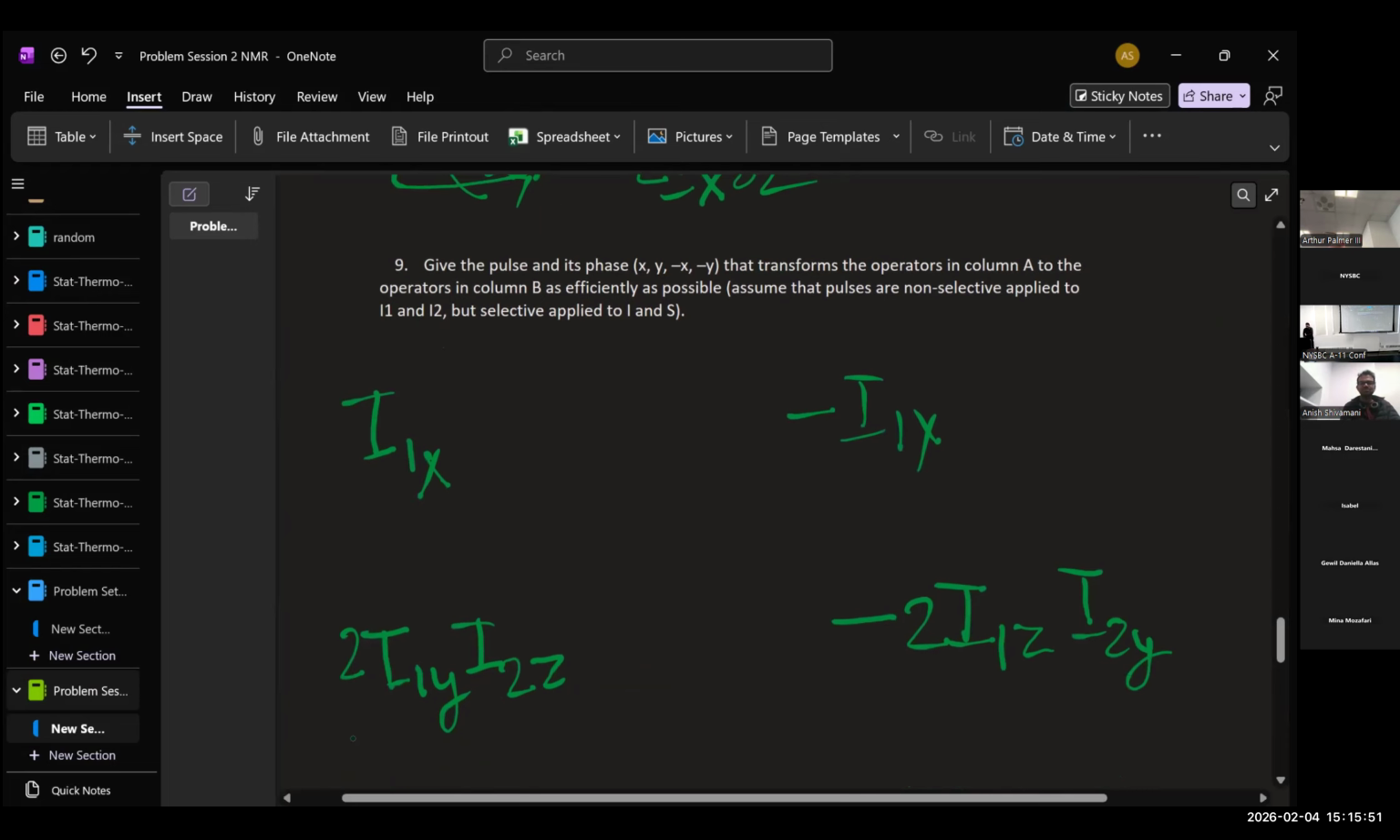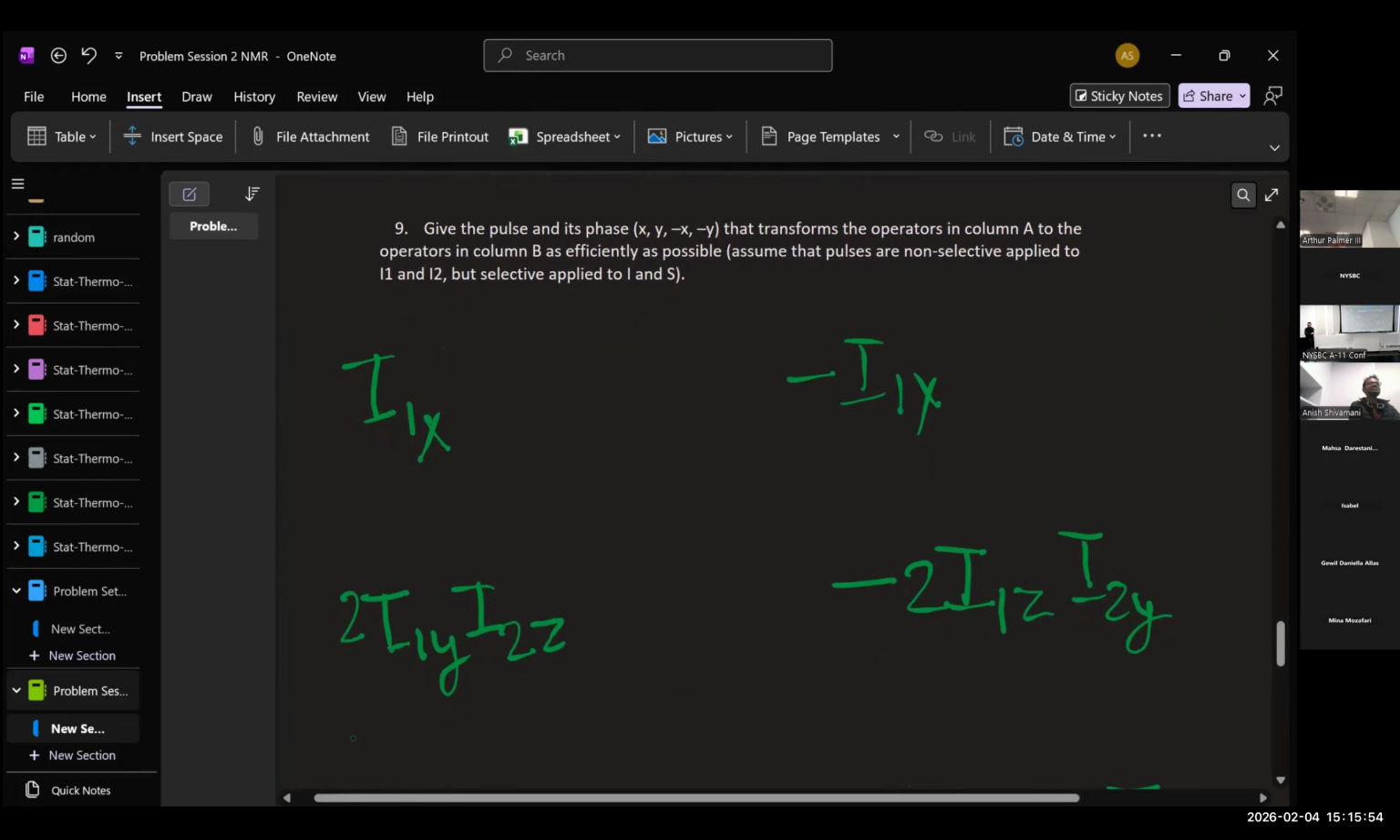This is a problem that Art has requested that we do in class. So we will do it. And I'm not sure we'll be able to do all of it today. Some of it is definitely highly non-trivial. When you get done with this problem, you know everything there is to know about pulses.